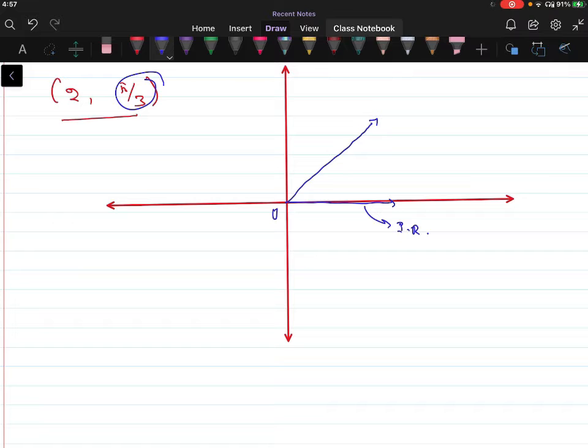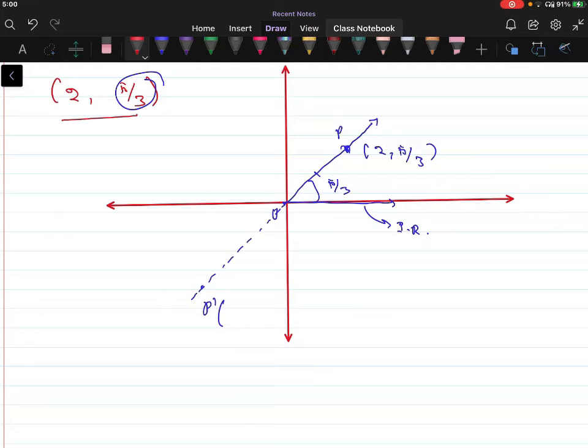This is theta equal to pi by 3 with the initial ray in the anticlockwise direction. Take 2 units from the origin, so this is 1 and 2. This point is (2, pi by 3). So this is point P.